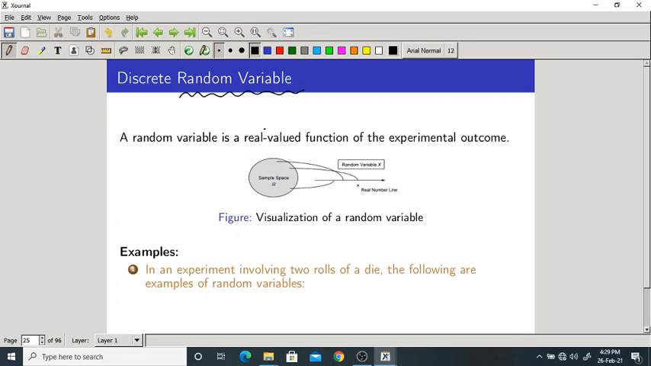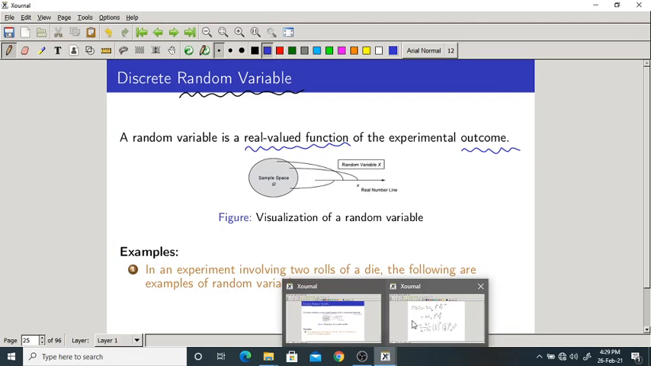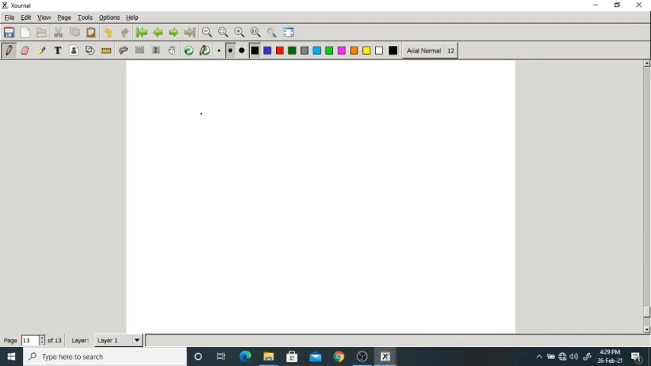A random variable is a real valued function of an experimental outcome, which means, let me explain with a brief figure. If you conduct any experiment, you will get some results. So the combination of all such results is called a sample space.